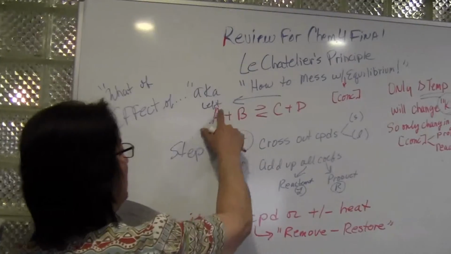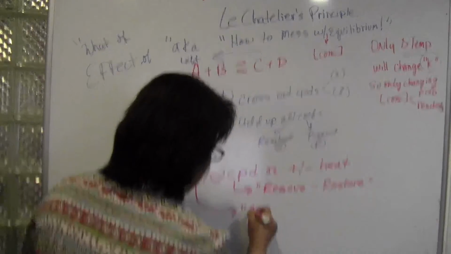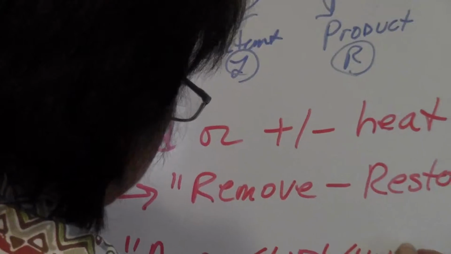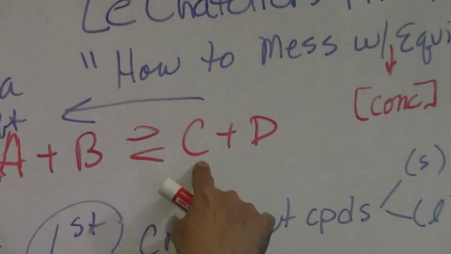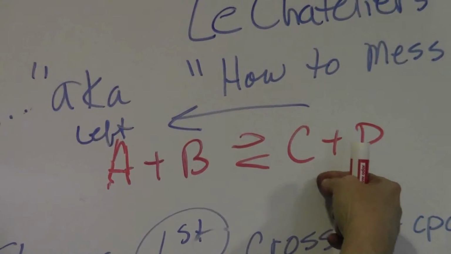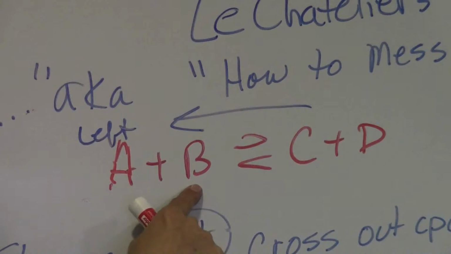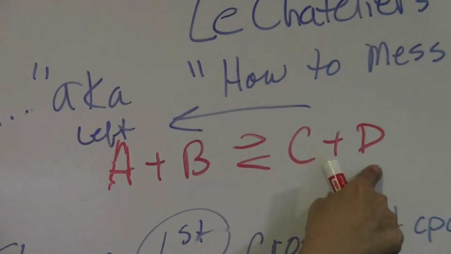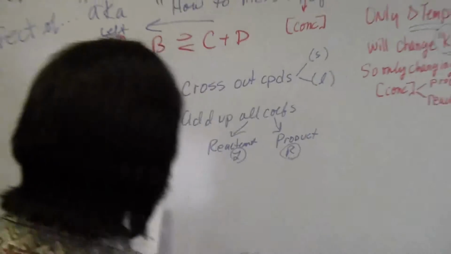If I add more compound, remember, add, and then you're going to shift away from whatever side you're adding to. If I add to the product side, if I add to C, more of this compound, the shift is away, so that would be a left shift. If I add more compound B, add, away, that would be a right shift. We'll do an example in the next video, but one other thing I want you to know.